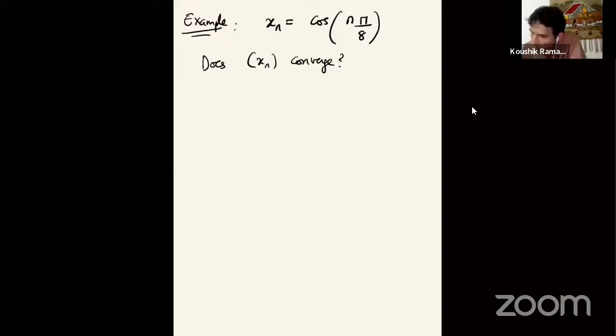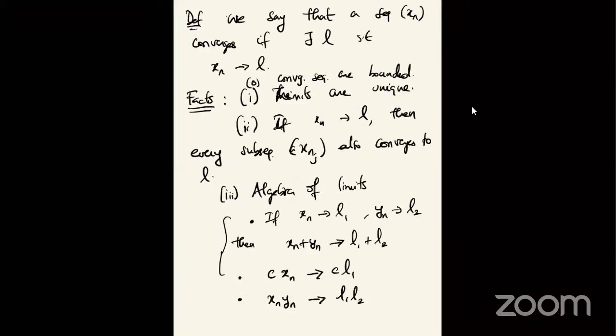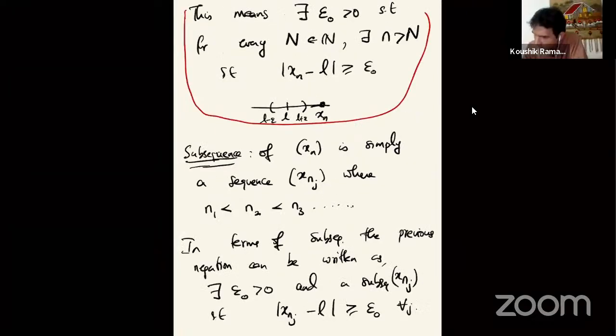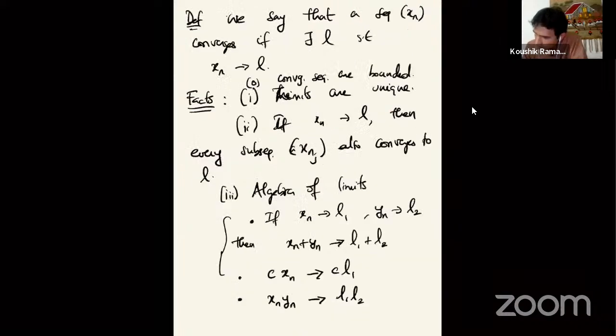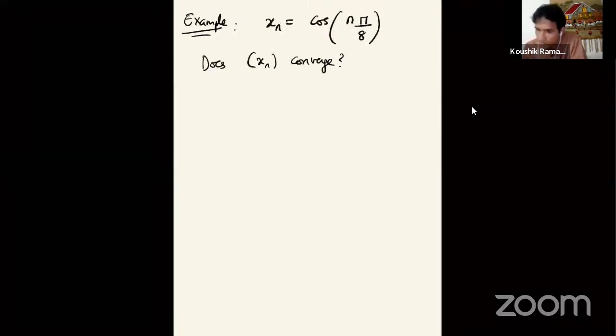Right. So one of the facts that I stated without proof, but I hope you can prove it, is that if it is convergent, then every subsequence also converges to the same limit. Of course, we guess that it should not converge because cosine oscillates. So if you just play around, the answer is no.